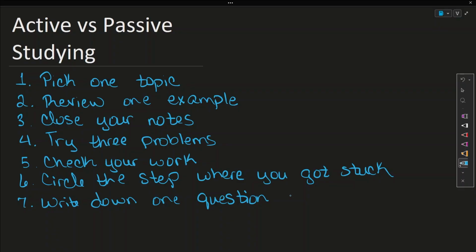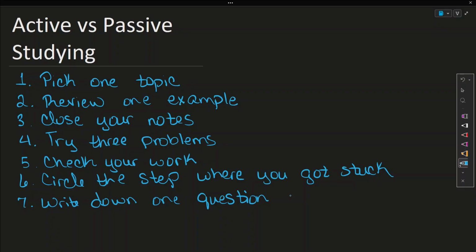So here is your action step for the week. Choose one study habit you already use and make it more active. If you watch videos, pause and practice. If you read notes, close them and summarize. If you review homework, redo any missed problems. If you memorize formulas, use them in examples.